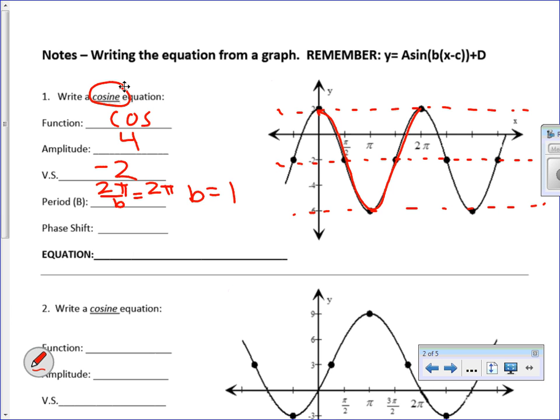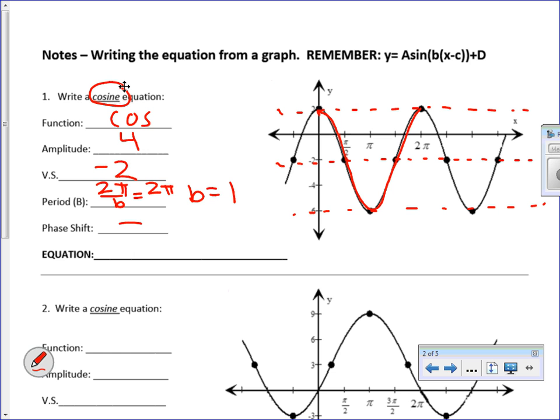And then we are going to try to avoid phase shifts at all costs. Okay, so if you are starting on the y-axis, that means there is no phase shift. We didn't move to the left or to the right at all. So we're always going to look at the y-axis so that we don't have to write phase shifts.